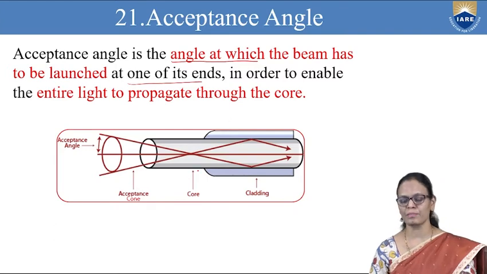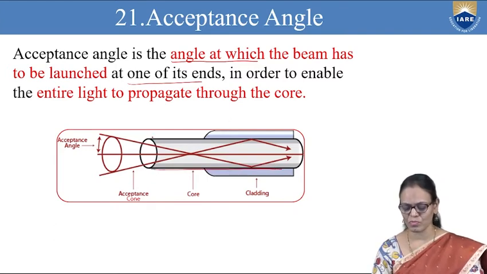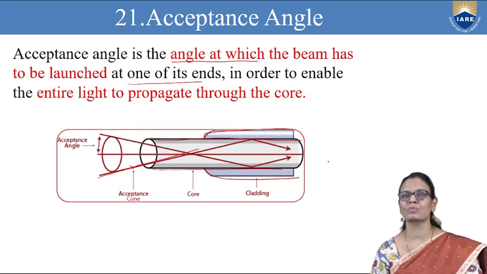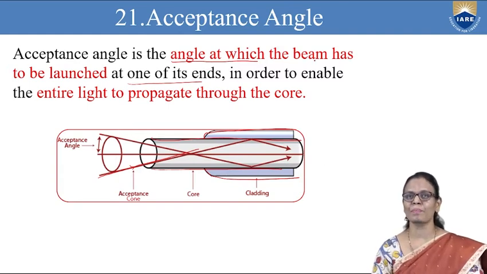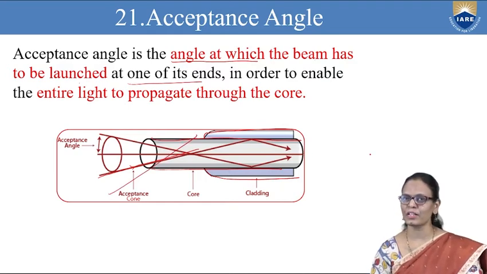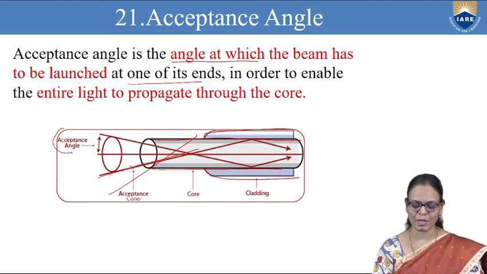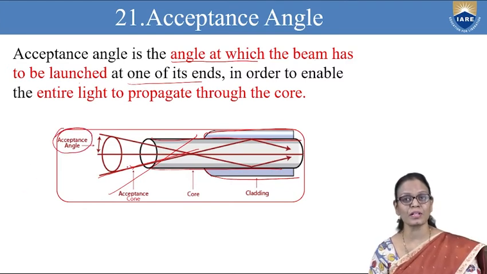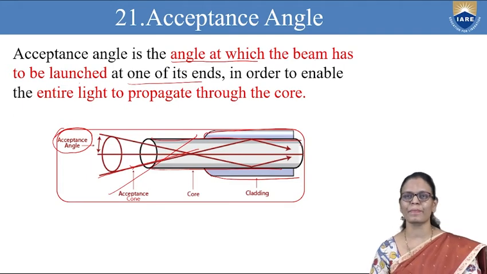So if you see in the diagram here, this is the core. So the light will travel through the core. Of course, this is the cladding. Now, what angle does it have to be incident at? The light has to be incident at an angle for it to propagate through the core. Angle at which the beam has to be launched. So if I make it incident at an angle greater than this, then it may not pass through the core. So we have the condition also. So acceptance angle here represents the angle at which it has to be launched for the signal to propagate through the fiber.